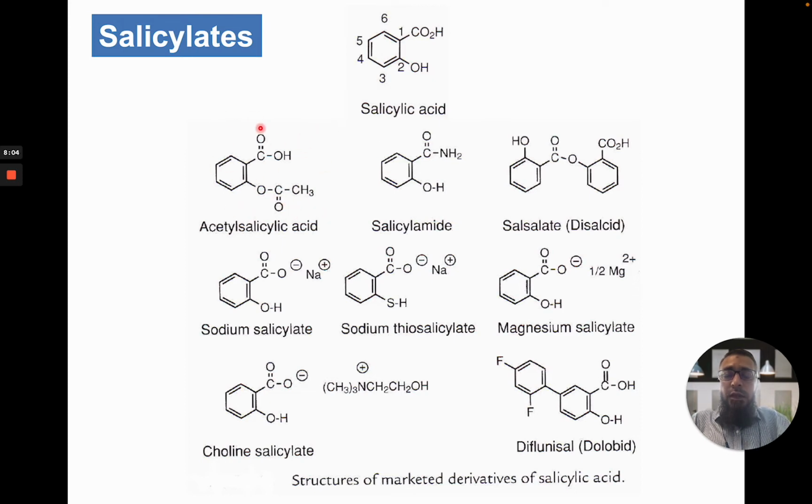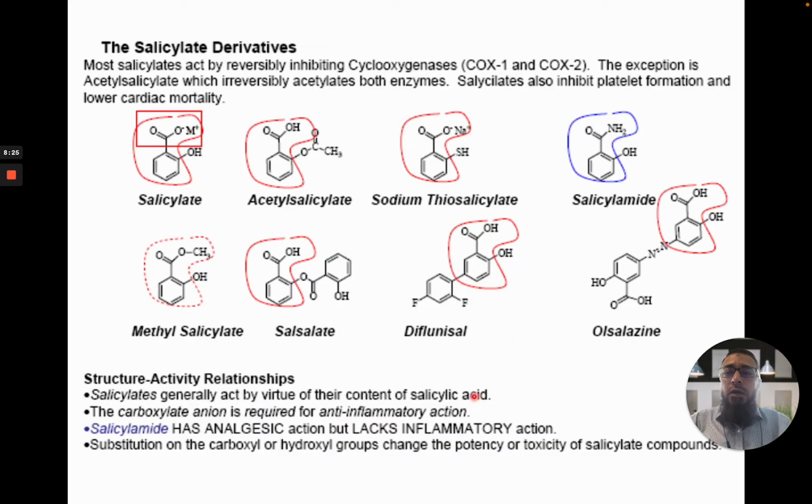The acetyl salicylic acid, which is also called aspirin, and then salicylamide, and then salicylate. You can see these are all compounds marketed as derivatives of the salicylic acid, which act as NSAIDs. What is common in the case of the salicylates is they can reversibly bind to the cyclooxygenase COX-1 and COX-2, right? And salicylate also inhibits platelet formation, lowering cardiac mortality.